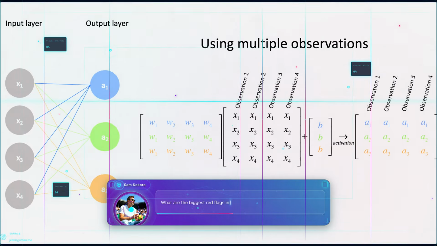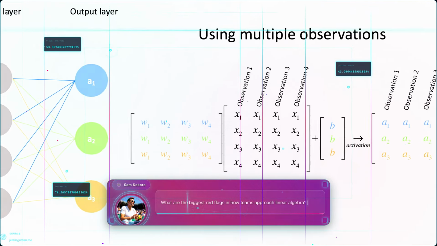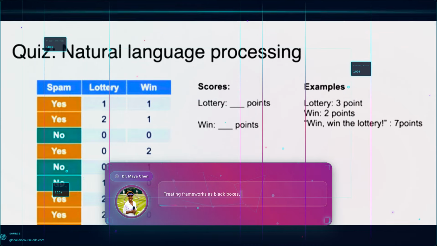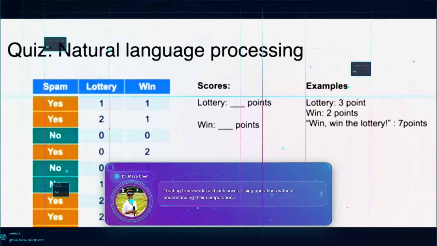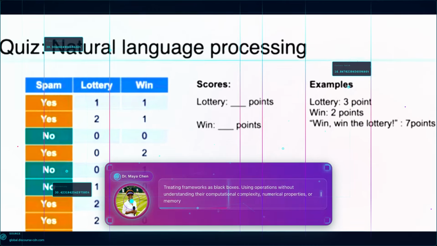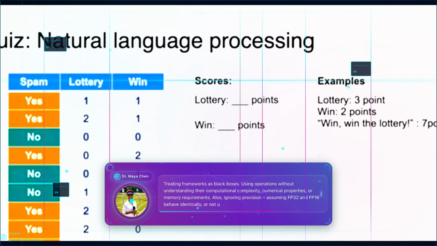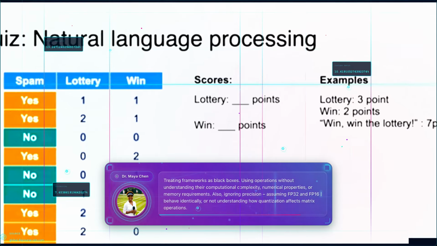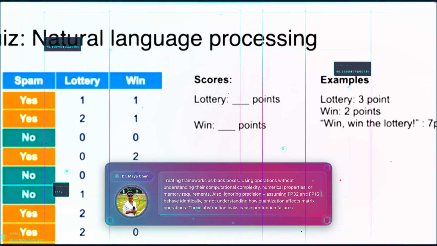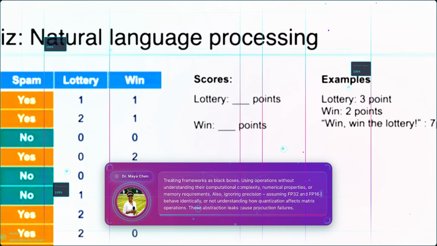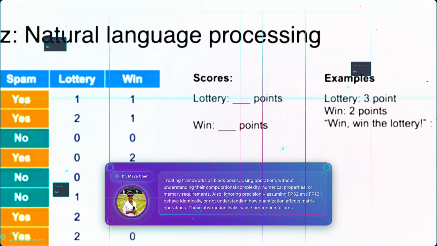What are the biggest red flags in how teams approach linear algebra? Treating frameworks as black boxes, using operations without understanding their computational complexity, numerical properties, or memory requirements. Also, ignoring precision, assuming FP32 and FP16 behave identically, or not understanding how quantization affects matrix operations. These abstraction leaks cause production failures.